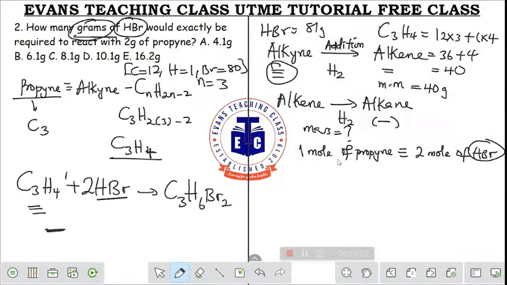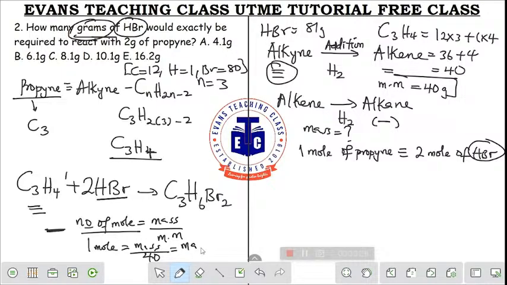Now 1 mole of propyne. You know there is one formula in chemistry that says number of moles is equal to mass over molar mass. So the number of moles is 1 mole, as I already told you, over the molar mass of propyne, which is 40. So the mass is 40 grams. So 1 mole of propyne is 40 grams, equivalent to 2 moles of HBr.